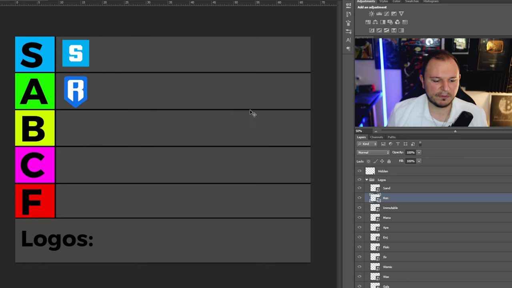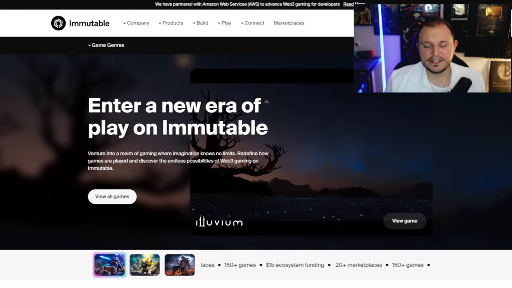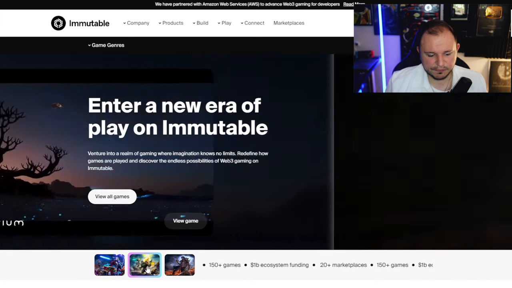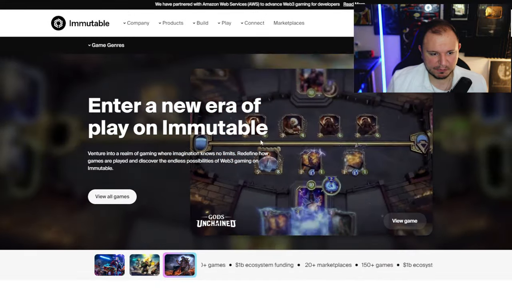Moving on to Immutable X, which is one of Ethereum's sidechains as well, and it allows other games to have NFTs inside of their games without even having their own blockchain. So it's the same as Engine. We'll also rate Engine later and kind of see the differences between the two. Apart from Gods Unchained, Illuvium will also use Immutable X, as will Guild of Guardians, a lot of games we're looking forward to, and of course Gods Unchained right here, my personal favorite.